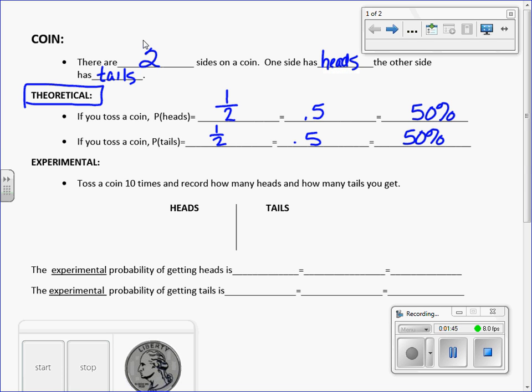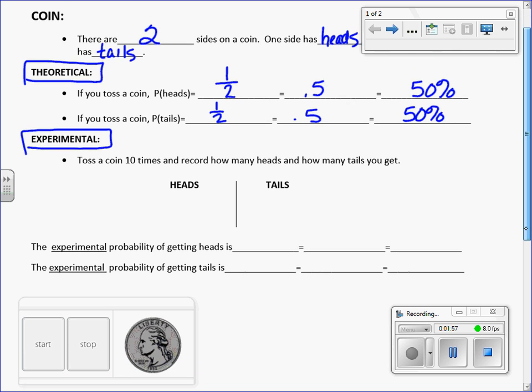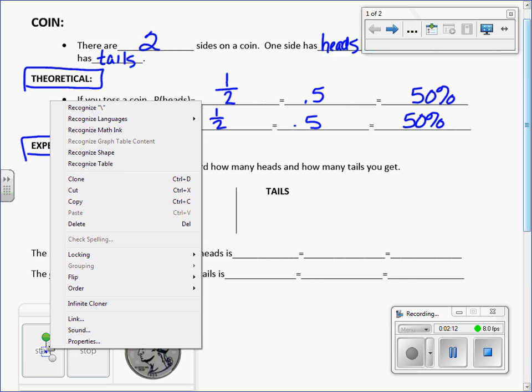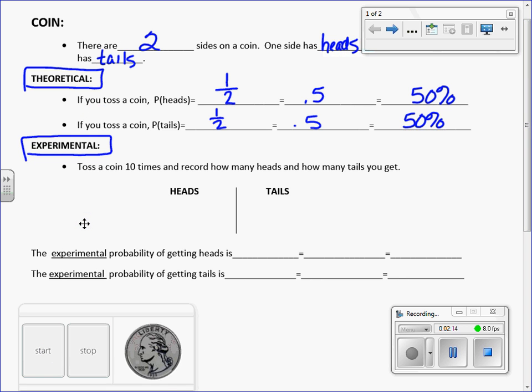But now what we want to do is an experiment, okay? An experiment is going to show us what it actually is. So it says toss a coin 10 times. That's what I'm going to do. I'm going to toss this coin down here on the screen 10 times. So first time, let's see here. First time, I get heads. I'm just going to go ahead and put a mark here.